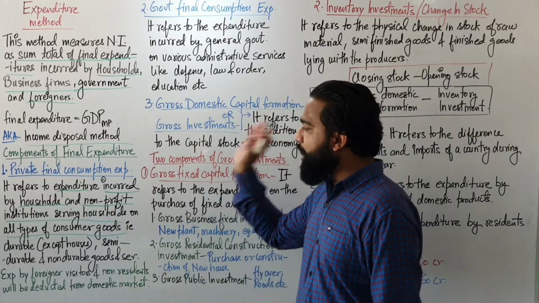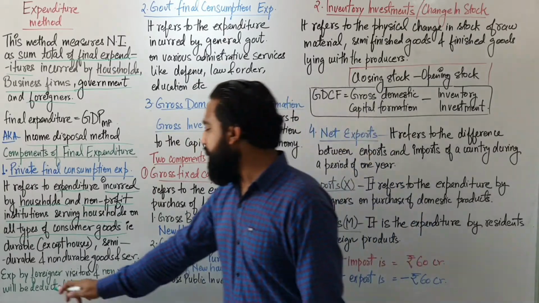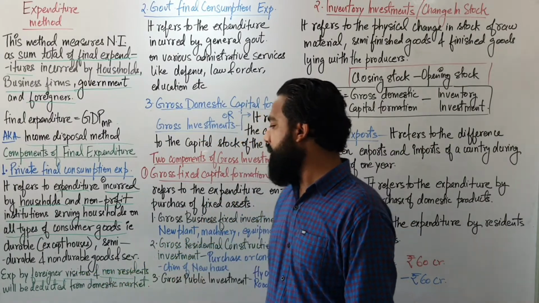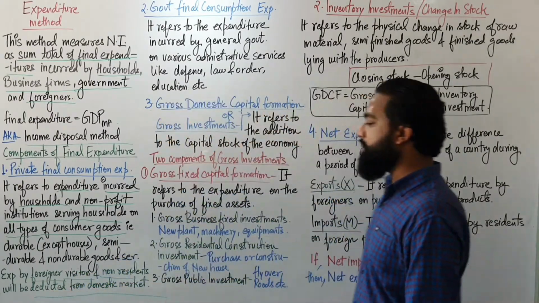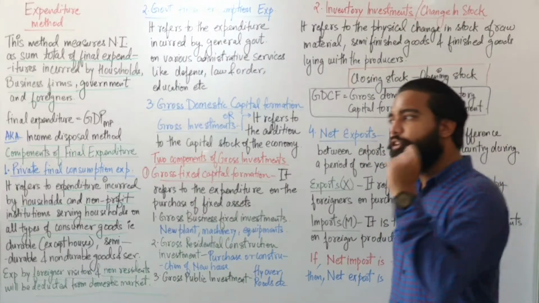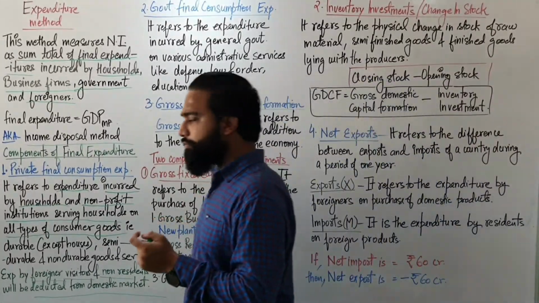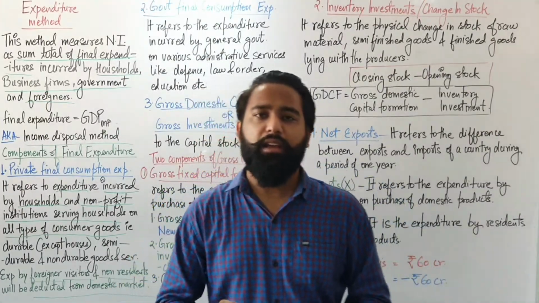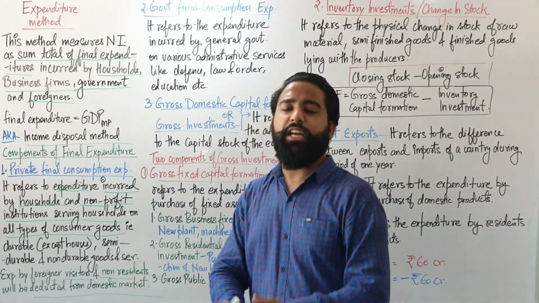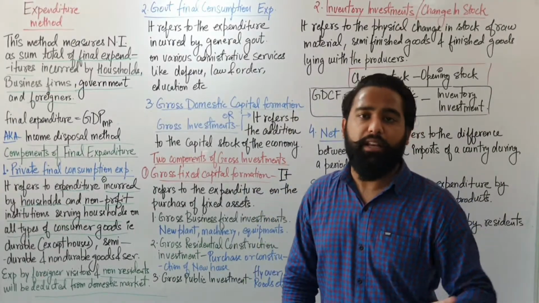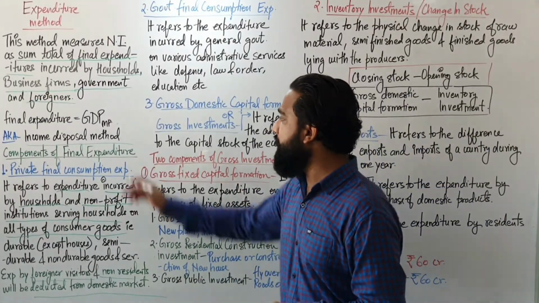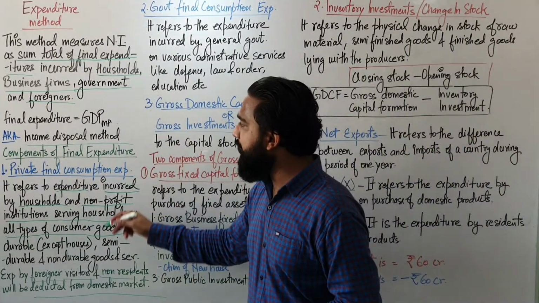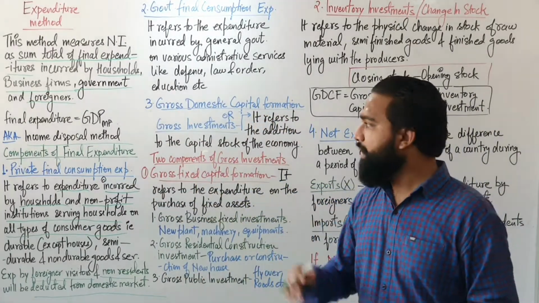Now, the expenditure by the foreigners, foreign visitors, and non-residents will be deducted from the domestic market. If any foreigner or any non-resident is spending money in the domestic market of our country, then that money will be deducted. That will not be included in the GDP MP. That will not be included in the final expenditure. Is that clear? Okay, fine.